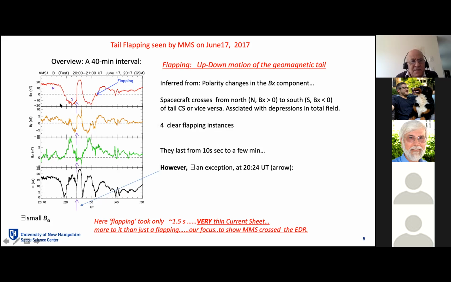However, there is an exception to this, happening at this arrow here. You will see here, this is much sharper. And indeed, you find that the crossing from south to north here took only 1.5 seconds, which means we have a very thin current sheet, which also means that we don't just have flapping. There is something more to it than just the flapping, which is why it's so thin. And that is what we want to discuss here, that crossing over there.